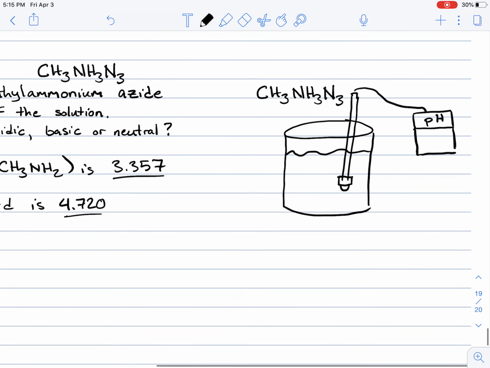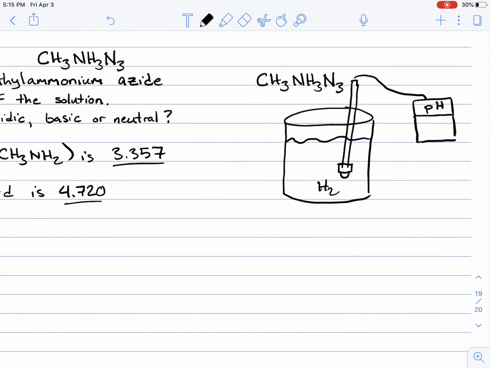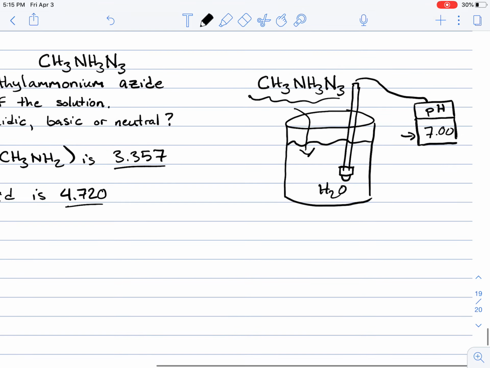And so once again, visually speaking, we're going to take a beaker, we're going to fill it with water, and we're going to stick a pH probe, and the pH meter is going to read that this solution is 7.0. Then we're going to take this ionic compound, we're going to place it in solution, and we're going to ask ourselves whether or not that pH will change or stay the same.